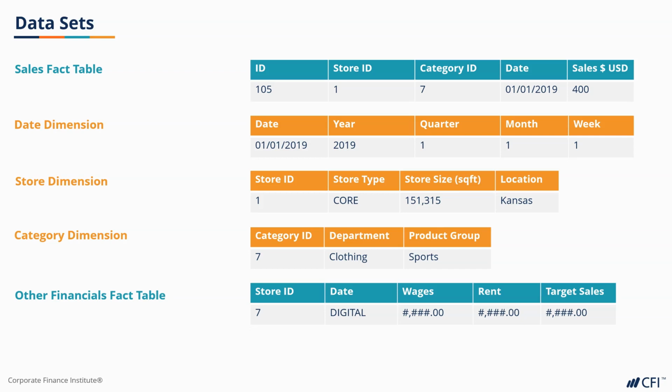Now that we know the difference between a fact and a dimension table, let's take a quick look at the dataset we'll be using throughout this course. First, we'll be importing a sales fact table, which contains a summary of sales from each month and each category of each store of our retail organization for the last 3 years, 2017 through 2019. That will allow us to create some simple visualizations.